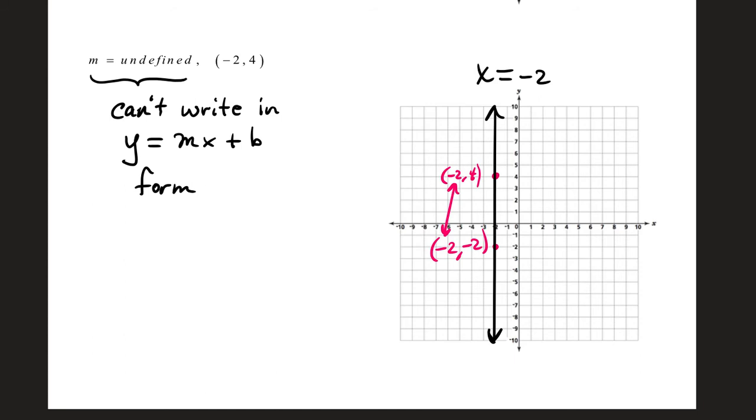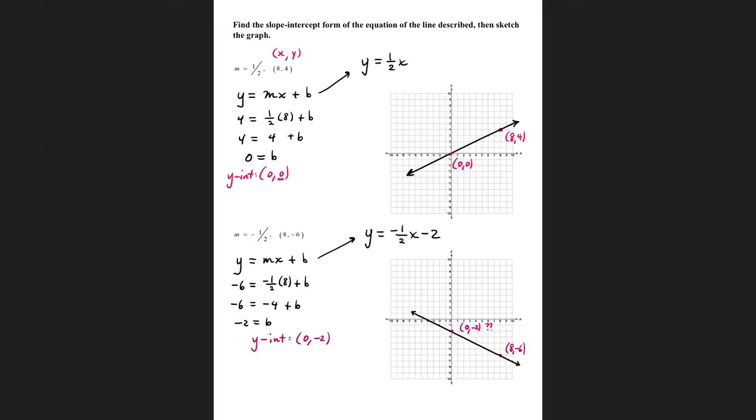Now, this is a special case, and so as long as the x-coordinate is -2, you can pick any ordered pair and it will fall on this vertical line. So that's a special case. The one above is too: horizontal lines and vertical lines. Horizontal lines, you have y equals. For vertical lines, you have x equals.